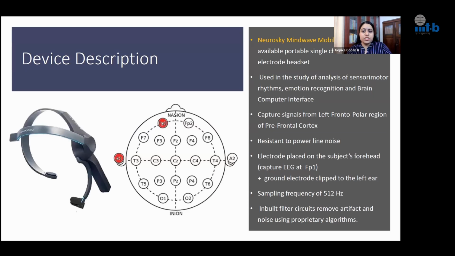So the device used is the NeuroSky MindWave device, which is just a single channel device. We are obtaining the data from FP1, that is the frontopolar region of the prefrontal cortex. It contains an inbuilt noise and artifact removal algorithm, and it has a sampling frequency of 512 Hertz.